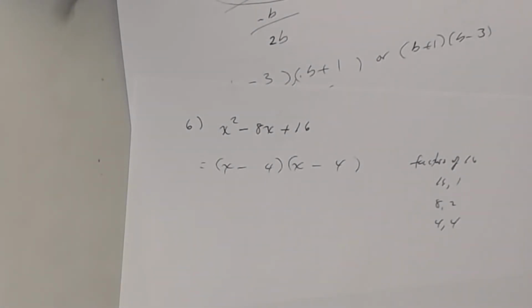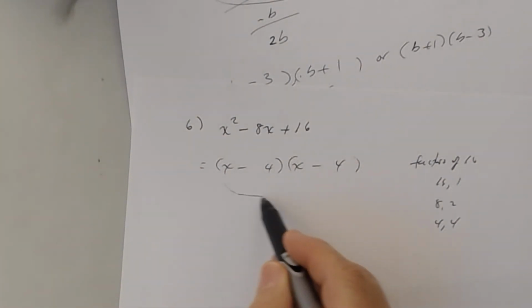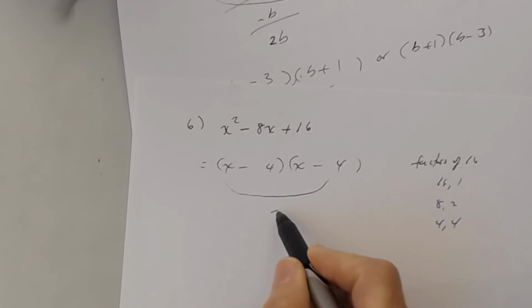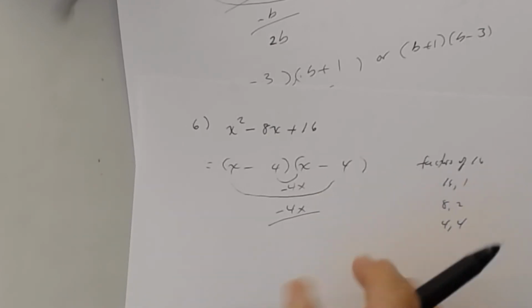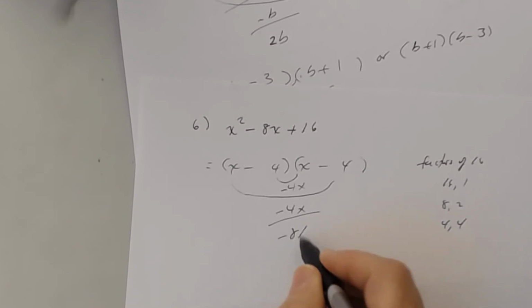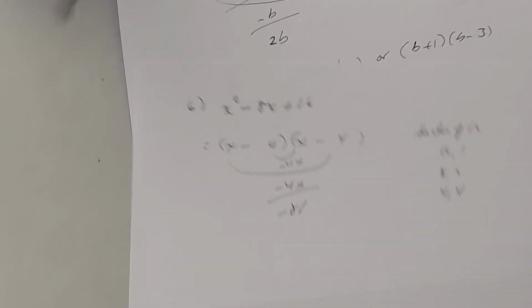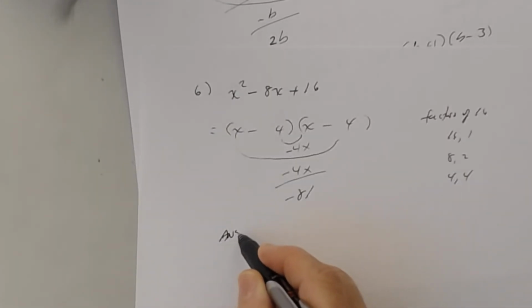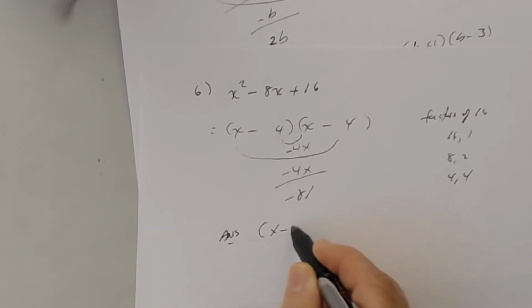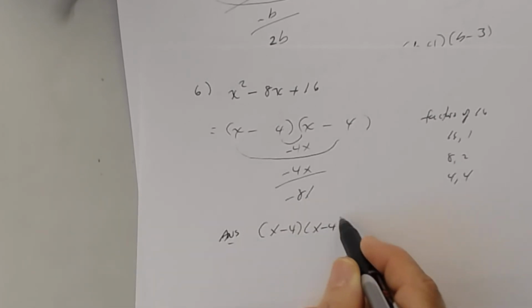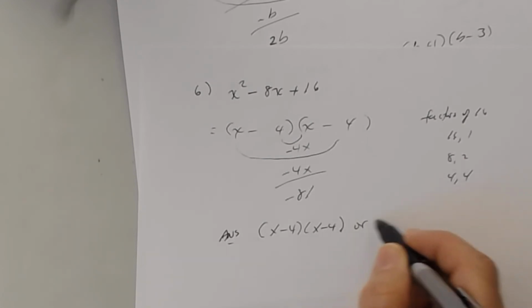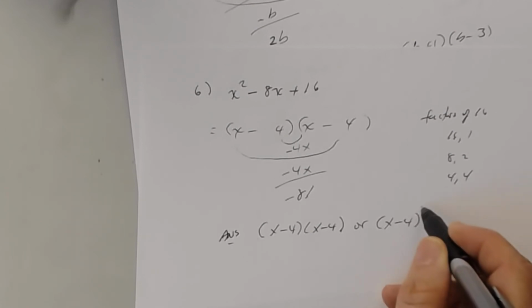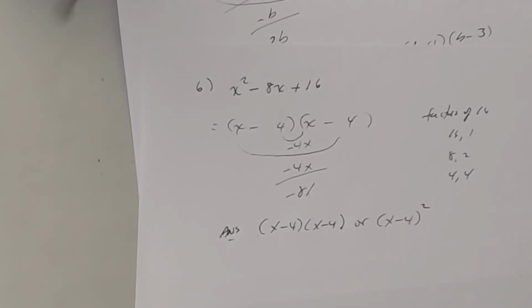Let's check it. What's the outer? Negative 4x. What's the inner? What do you get when you add them up? Which is what you wanted. So the answer is going to be x minus 4 times x minus 4. Now, since those 2 binomials are the same, you can write it as x minus 4 squared. Okay.